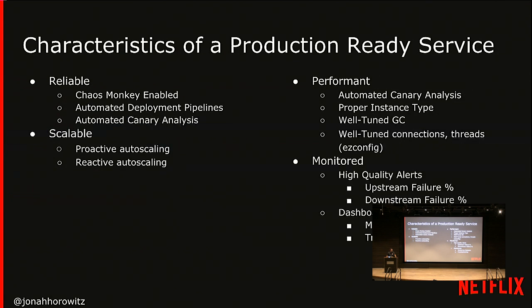Finally, your service has to be monitored. That means high-quality alerts that look at things like upstream and downstream failure percentages, your latency for your upstream services, and your 99th and 95th percentile latency, not just your average, so that you have a better idea of maybe you have some outliers. We often also monitor what is the worst and best response time in your cluster, and are they really far away from each other?